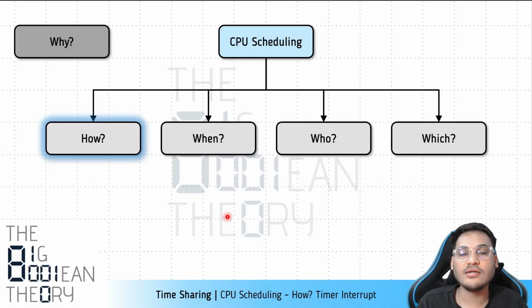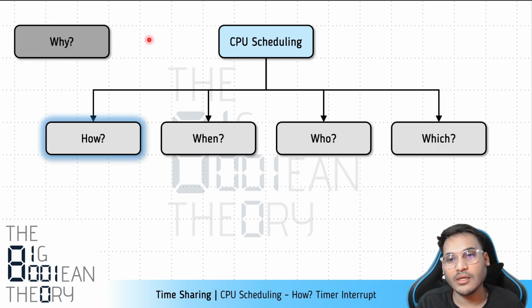So let us start the discussion with this slide. This slide basically shows the different questions that we are trying to answer with respect to CPU scheduling, right? That is why, how, when, who, and which. We have already answered the question why, right? Why do we do CPU scheduling? It is because it helps us to implement the concept of time sharing, right? Which enables us to run more programs on a limited number of CPUs, right?